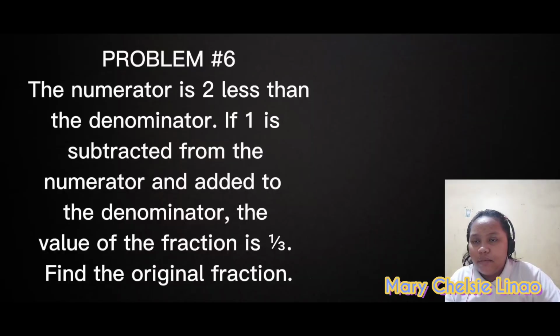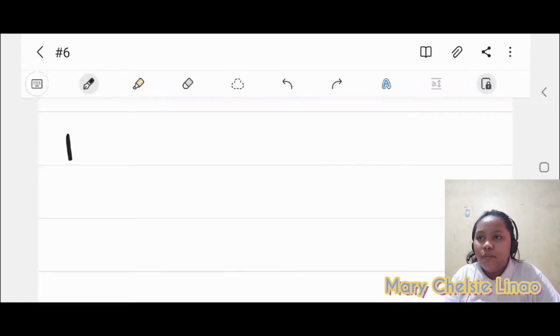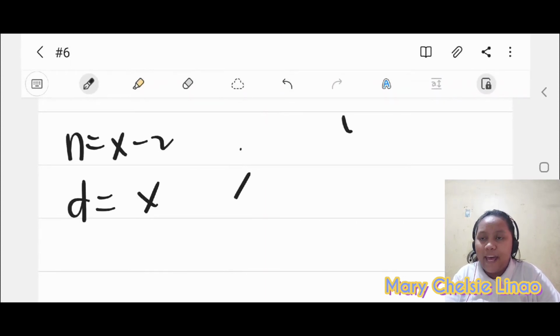The numerator is 2 less than the denominator. If 1 is subtracted from the numerator and added to the denominator, the value of the fraction is 1/3. Find the original fraction. For our equation, let x minus 2 be the numerator and let x be the denominator. Thus, our original fraction should be x minus 2 over x.